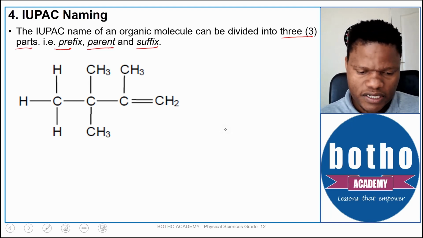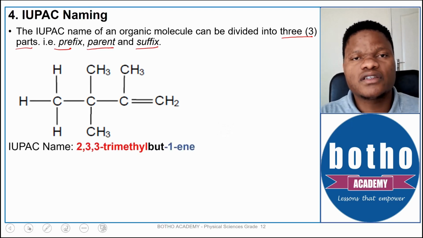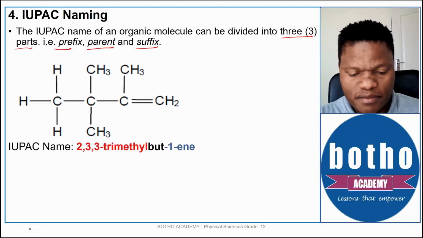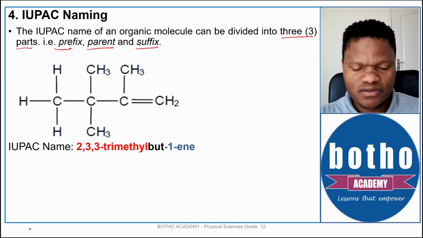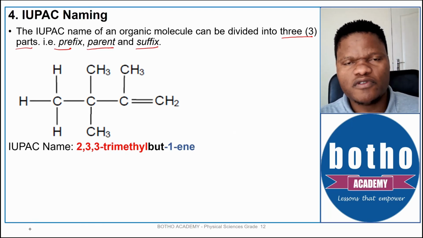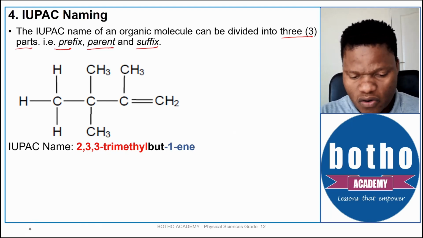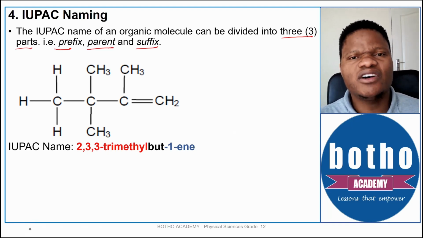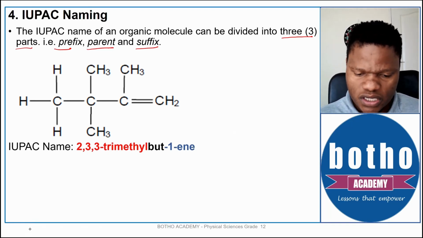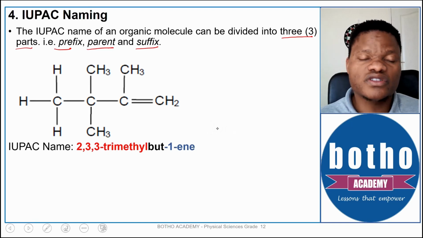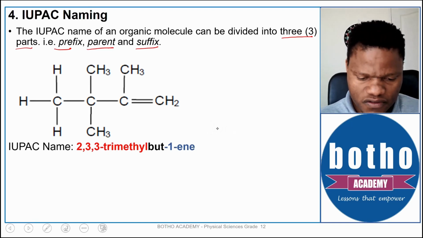You can do that, but the name that we get here is 2,3,3-trimethylbut-1-ene. Okay, it's quite a lengthy name, and this is a type of IUPAC name that would give you 3 marks, or sometimes even more if they were to ask you this question. Now let's get straight into it. How do we get to this name, and what does each part of the name represent?